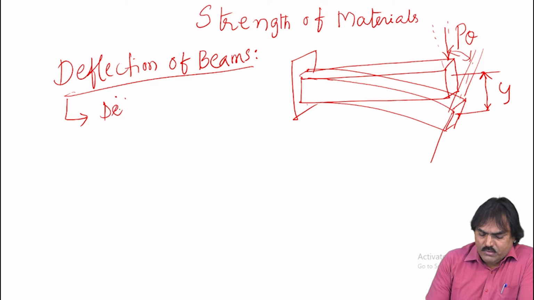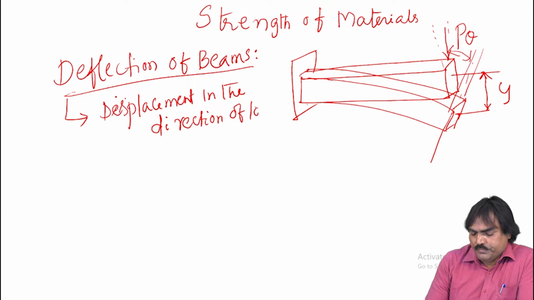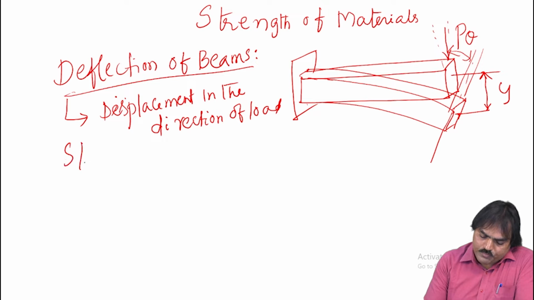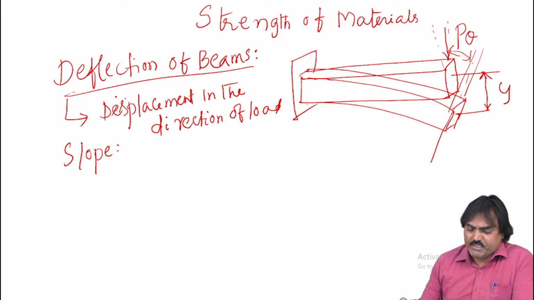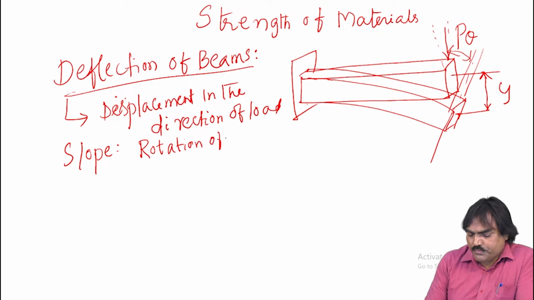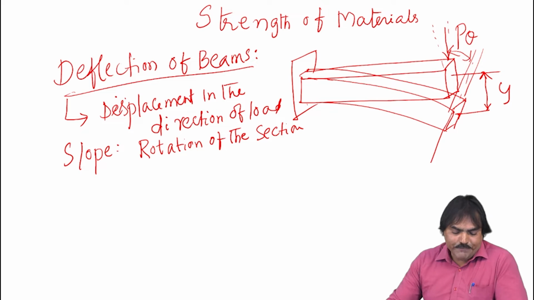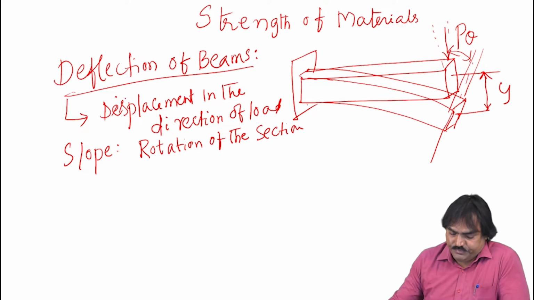It is the displacement in the direction of load, whereas slope is the rotation of the cross section, or you can say section of the beam. So it is very important to determine the deflection as well as slope for various beams.